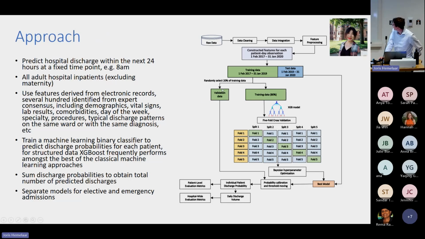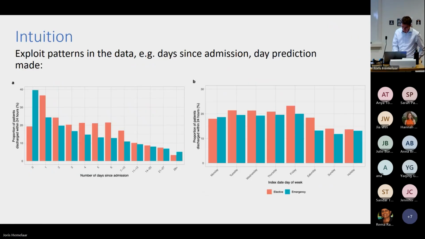And then, when we get the data out at the end, we use a bit of the training data that we've held back to calibrate it so that we know we're getting actual probabilities out of the model. Then we can predict at an individual level when someone's going to go home, and we can add up all those probabilities to come up with the total number of people expected to go home. And the intuition here is relatively simple, that we're just exploiting patterns in the data.